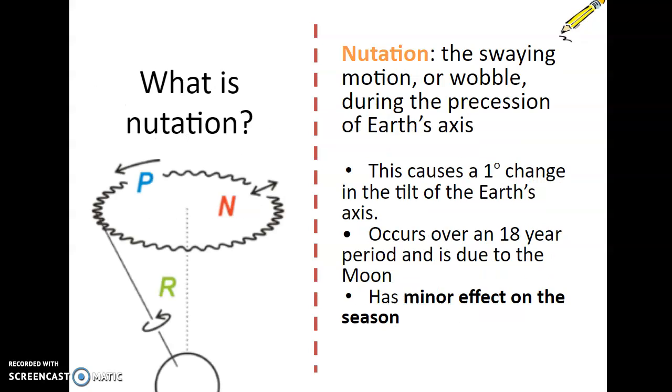So our last motion that we'll touch on is nutation. Nutation is the swaying motion, or wobble, during the precession of Earth's axis. So this causes a 1-degree change in the tilt of the Earth's axis and occurs over an 18-year period and is due to the moon. And this kind of has an effect on the seasons.